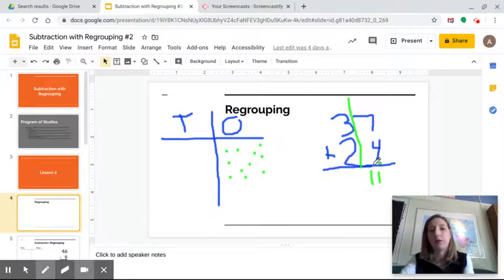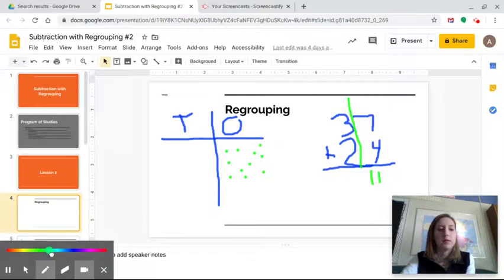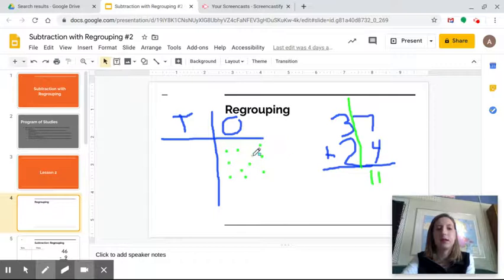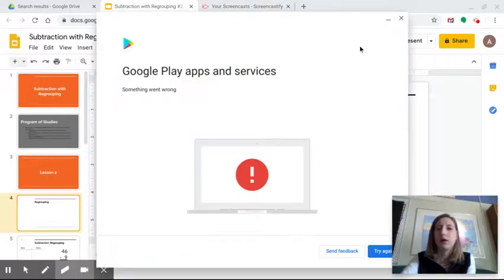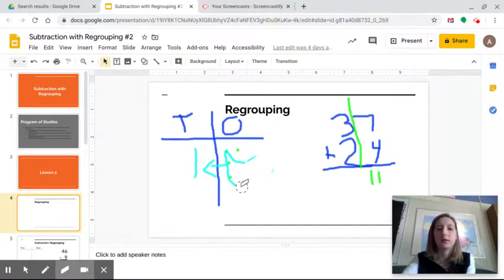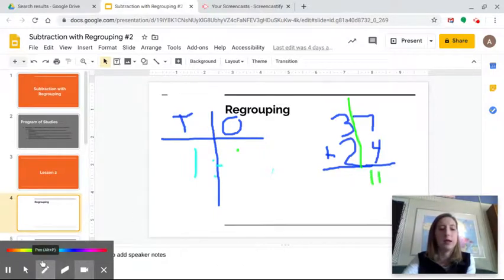I'm going to need to regroup because I only have room for one digit. So I'm going to take 10 of them. 1, 2, 3, 4, 5, 6, 7, 8, 9, 10. I'm going to take these 10 here and move them over to make a 10. Now I'm going to erase them because I no longer need them in the ones area. This 10 didn't just disappear, I moved it. So I need to show that I've moved it up top, but I no longer need it down here because again, I moved it.